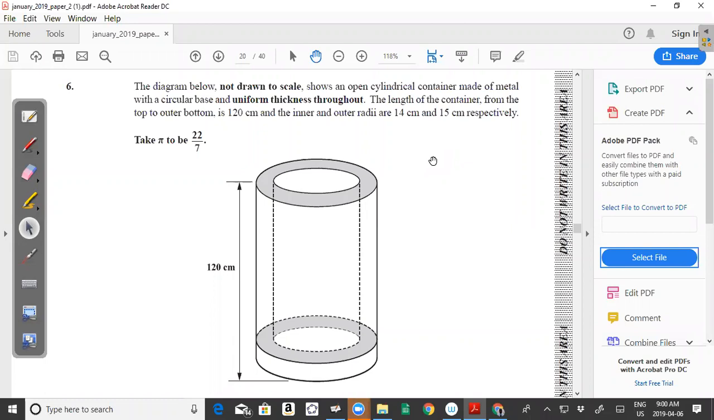This time we were looking at the January 2019 past paper, question number 6. All right, that's question number 6 from the January 2019 past paper.